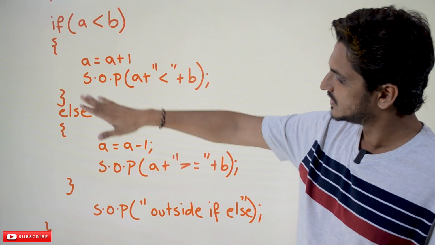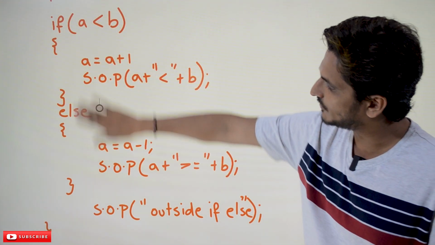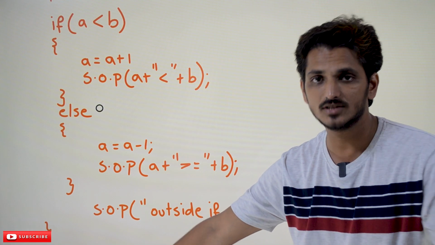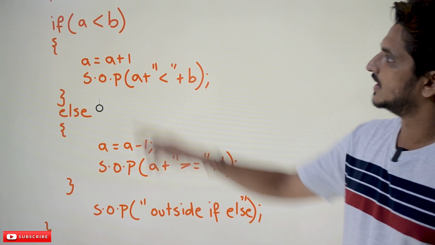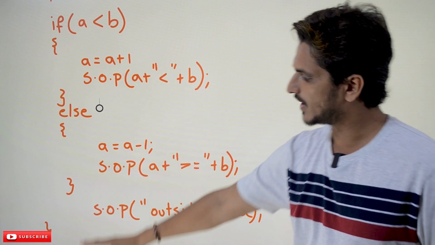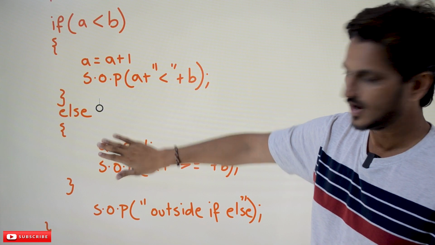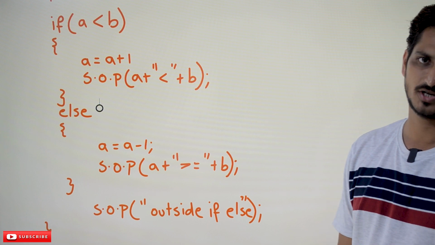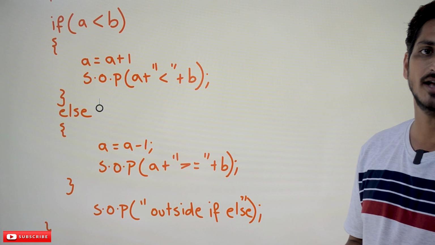After executing if else, it keeps on continuing with the remaining statements. Don't forget this. After completion of if else, it continues executing the remaining statements. If the condition is true, it will execute this body, then the remaining part after else. If the condition is false, it will execute the else body and continue executing the remaining statements after else. This is how if else statements get executed.